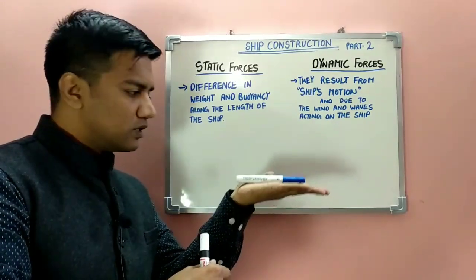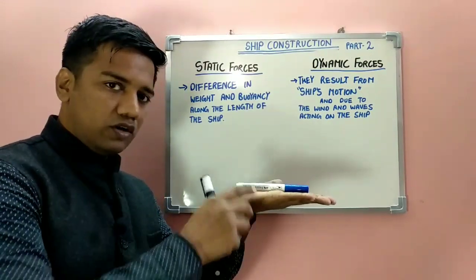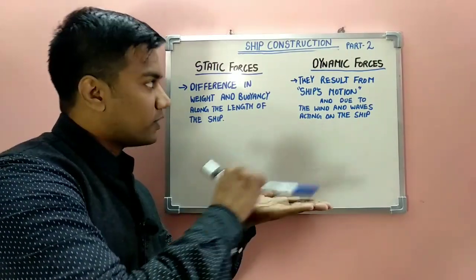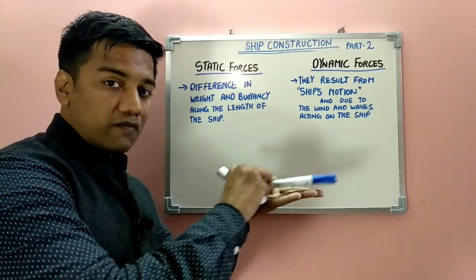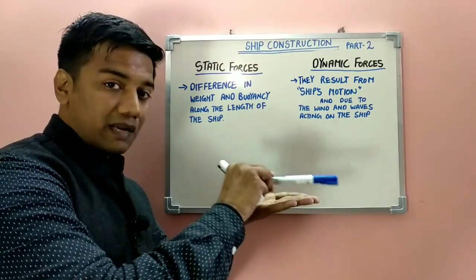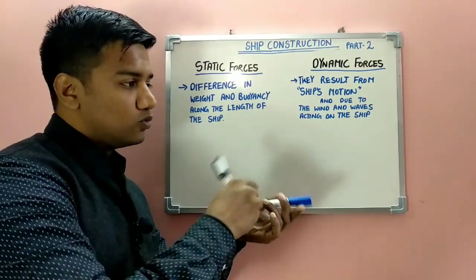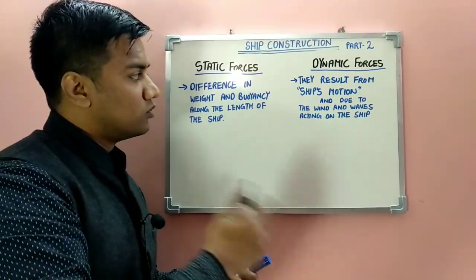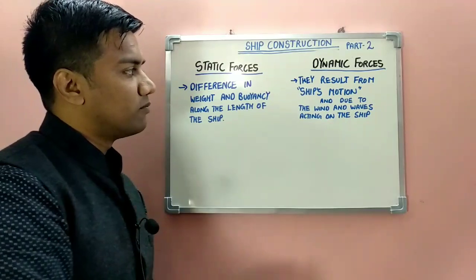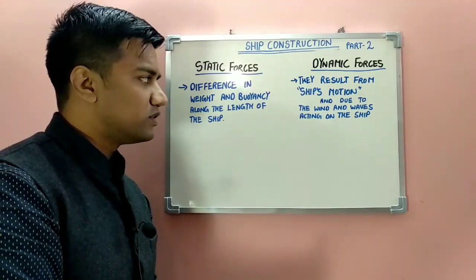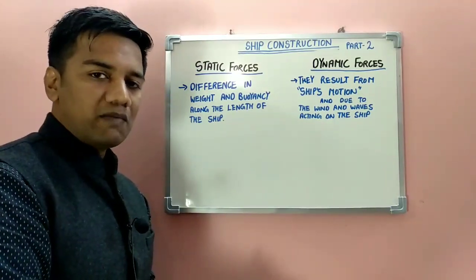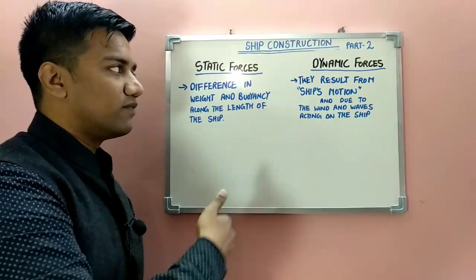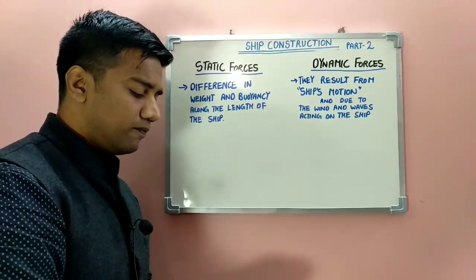And dynamic forces: this is the ship, this is water. When the ship is in motion, when the ship is underway, that is when dynamic forces result, that is, the force due to the sea and the waves as well as the air. So those forces which result from the ship's motion and due to the wind and waves acting on the ship are known as dynamic forces. Now how the bending moment occurs due to static force and dynamic force, let's see over here.